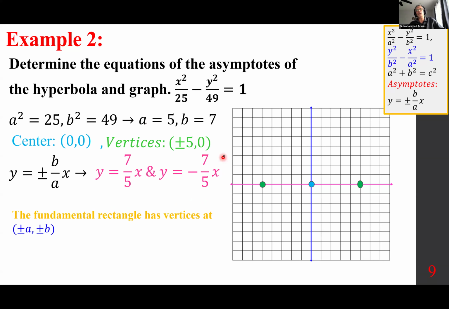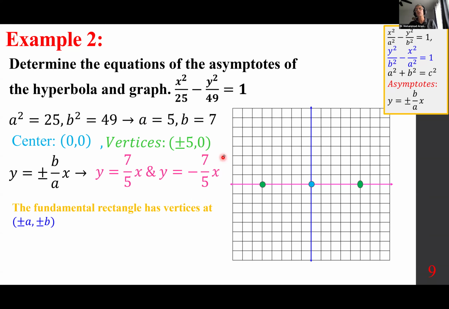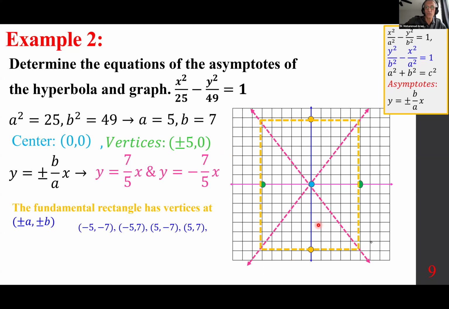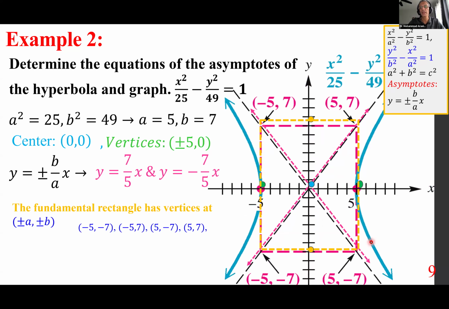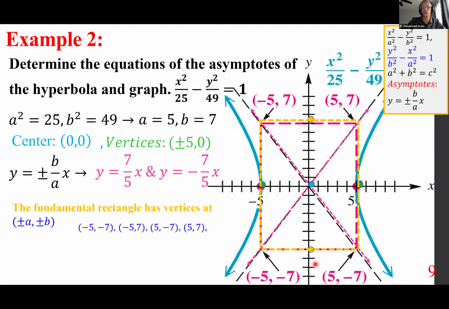The purpose of the fundamental rectangle is to help us graph the asymptotes. Plus or minus a, plus or minus b, for example, simply 5, 7. So 5 here, 7 up: 1, 2, 3, 4, 5, 6, 7 gives us this point and the other 3 points. Plot them. Let's also graph 0, b and 0, minus b, and the two diagonals, and everything is in dashed line format because asymptotes are not part of the graph. And so the graph looks like that, and we are done. Those are the endpoints that we connect for the diagonals.